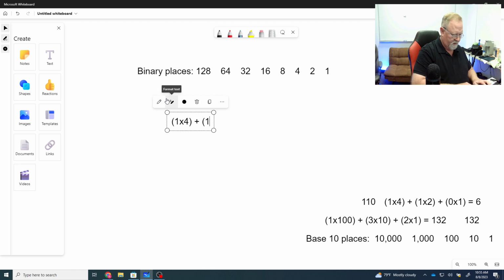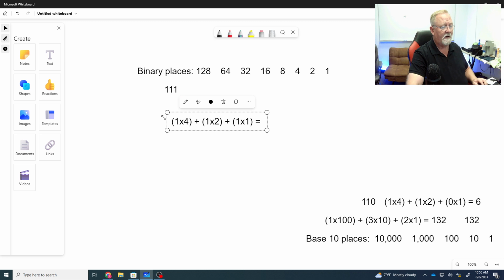Plus 1 times 2 plus 1 times 1. We can multiply that out. 1 times 4 is 4, 1 times 2 is 2, 1 times 1 is 1. So we have 4 plus 2 plus 1, and that is in fact 7. So the number 111 in binary is the number 7 in base 10.